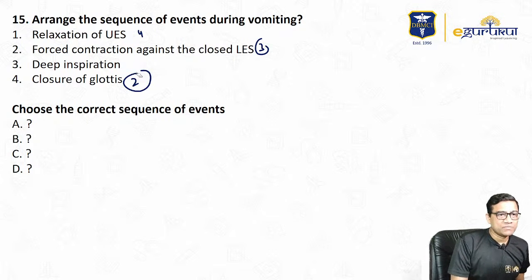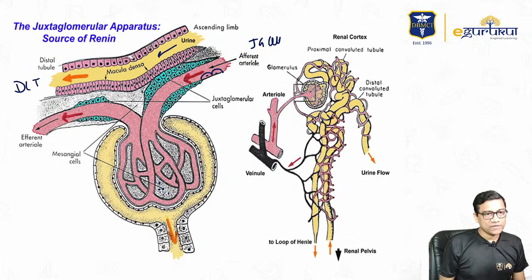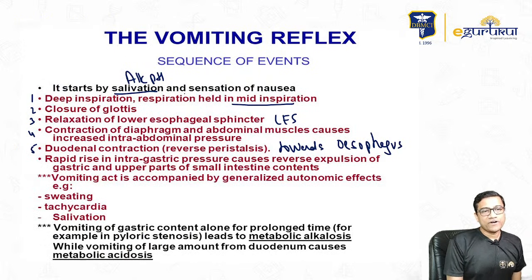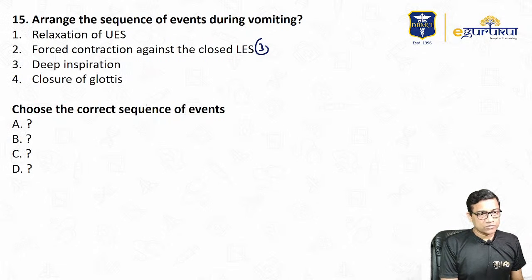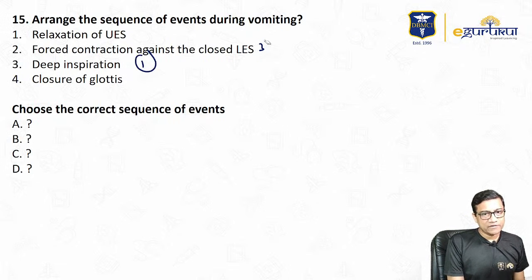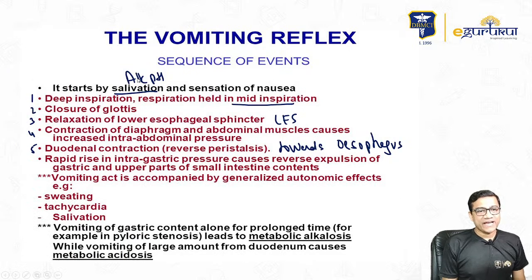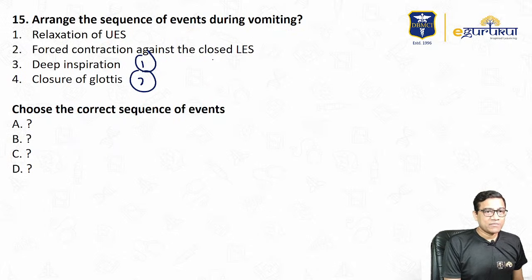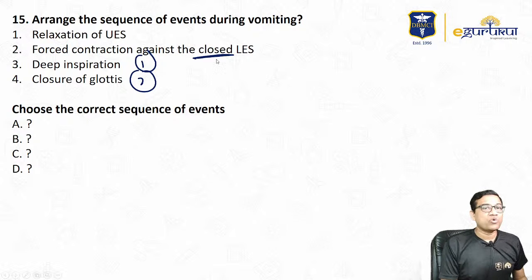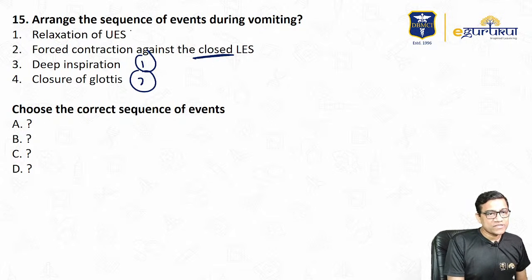I think I just made a blunder here. Just 1 second. Okay, so first will be inspiration. So that is number 1. I'll write it here. Then there is closure of the glottis, number 2. Then there is relaxation of the sphincter, LES. But here they say close. I don't know what the concept is here, so I don't know the exact option. It should be close or open LES. Anyway, we'll go with this, number 3.